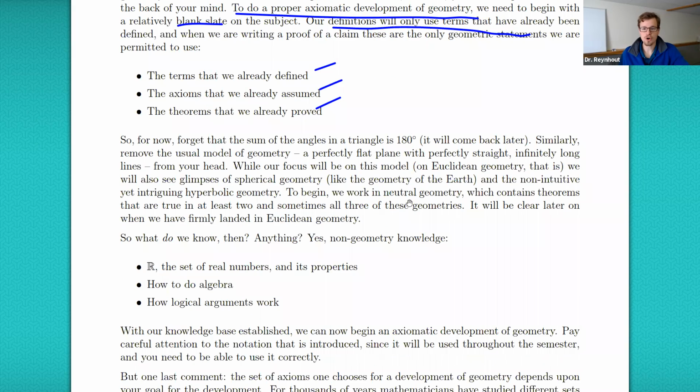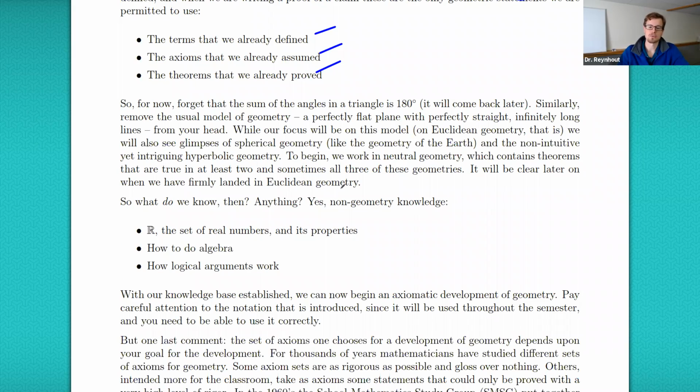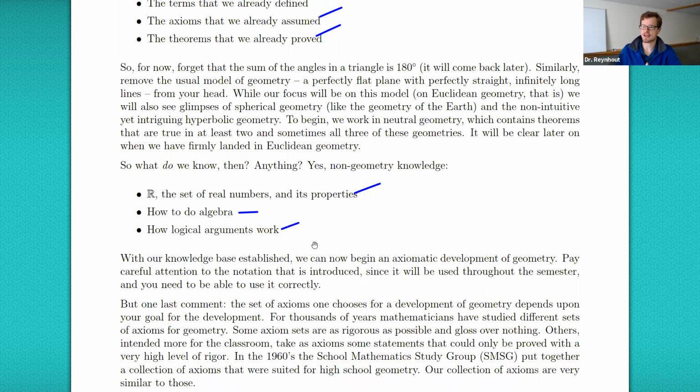So what do we know? What do we want to use? What we do want to rely on is our knowledge of the properties of the real numbers. Of course, we don't want to forget how to do algebra and how logical arguments work. These things are not about geometry. It's the geometry that we want to have an axiomatic development of. So we're going to use our knowledge of these things to help us develop geometry.